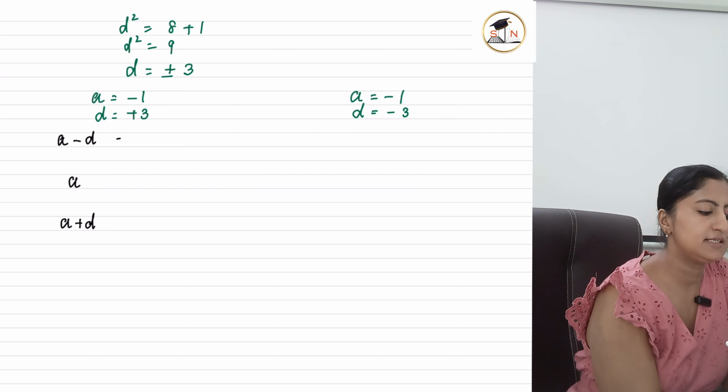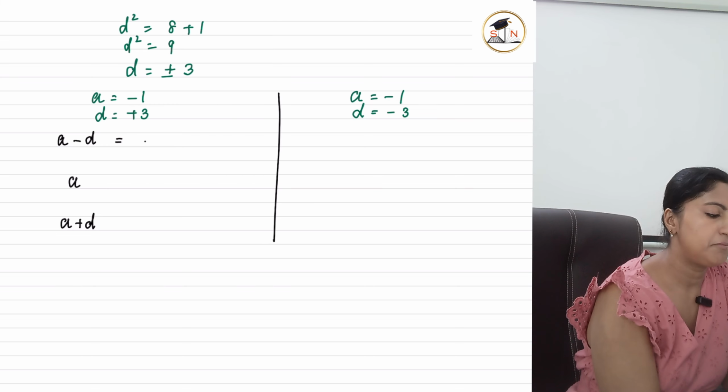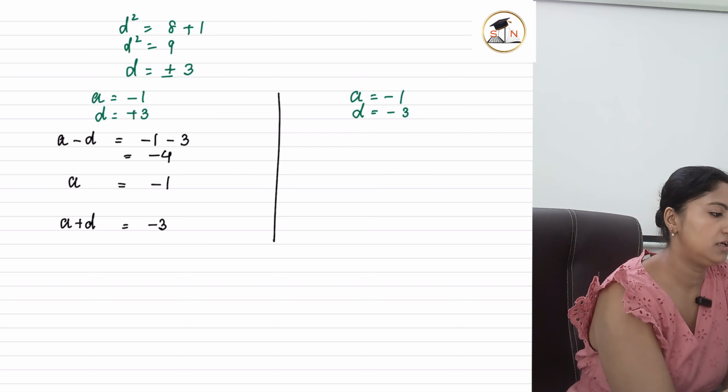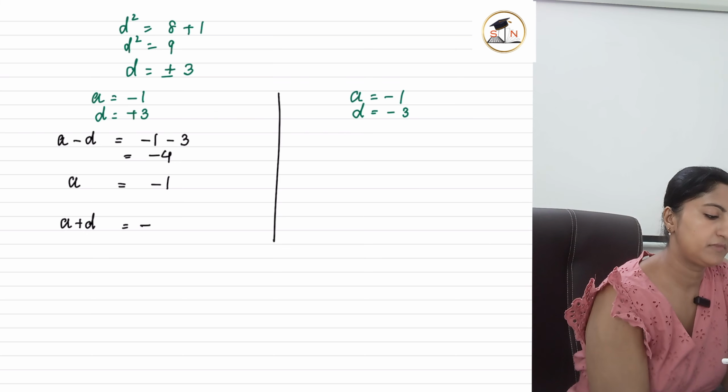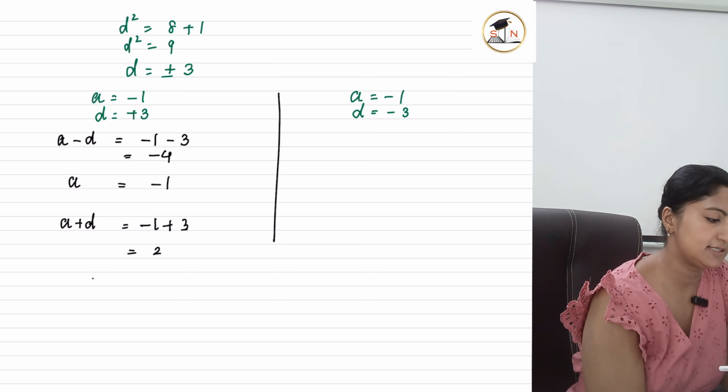Now, in this scenario, it becomes minus 1 minus 3, that is negative 4. A is negative 1 and this becomes negative 1, negative 1 plus 3, that is 2. Therefore, my AP according to this case is negative 4, negative 1 and 2.